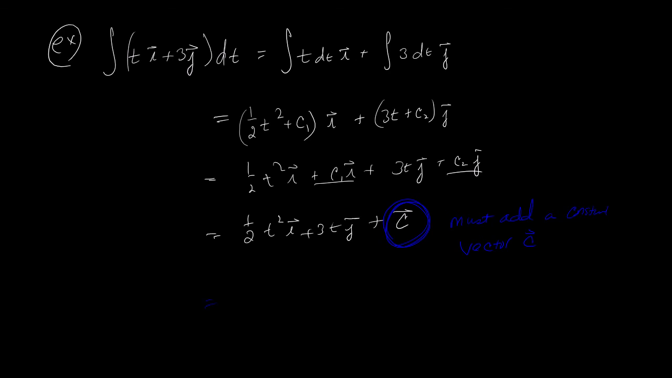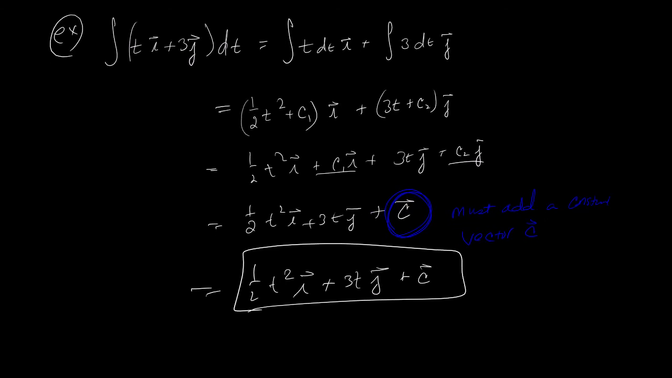Okay, but that's our final answer. 1/2 t squared in the i direction plus 3t in the j direction plus some constant vector.